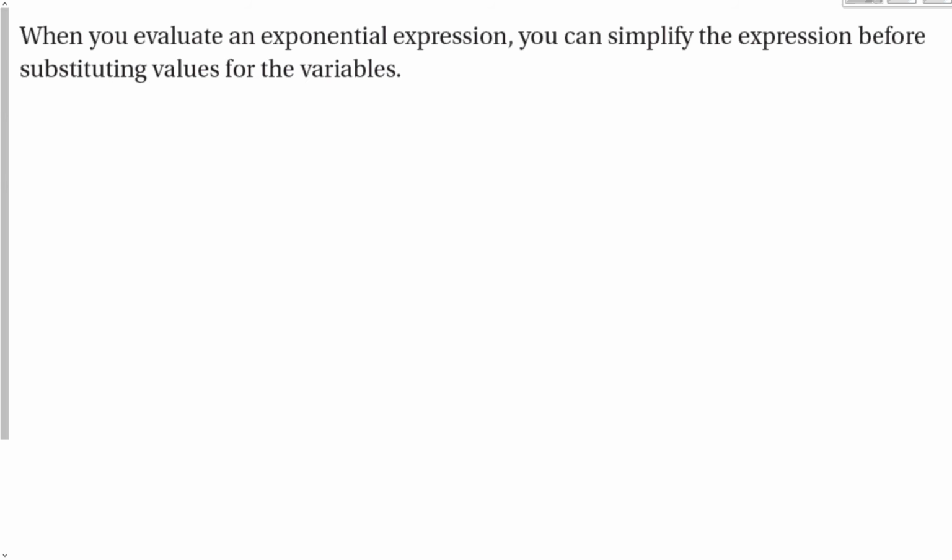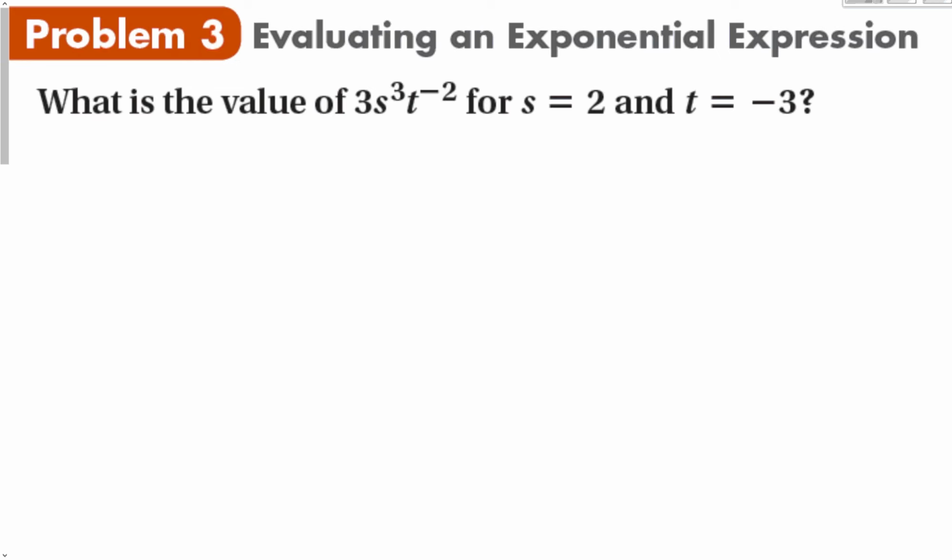When we evaluate an exponential expression, you can simplify the expression before substituting the values for the variables. This usually makes it easier. Simplify the expression first and then plug some stuff in. So what is the value of 3st^-2 for s equal to 2 and t equal to negative 3?